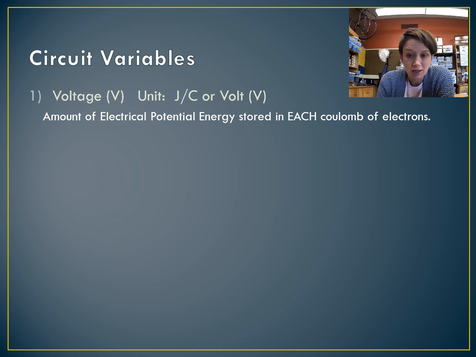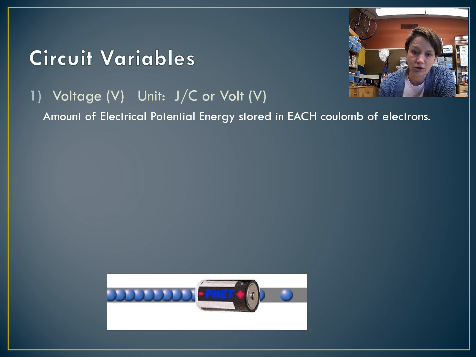From the last unit, you should know that voltage is defined as energy per charge. In this unit, it means the same thing. I mean, it's the same variable. And we have the same units, which are joules per coulomb or volts. And you can also think of it just as how much energy each coulomb of electrons has in your circuit.